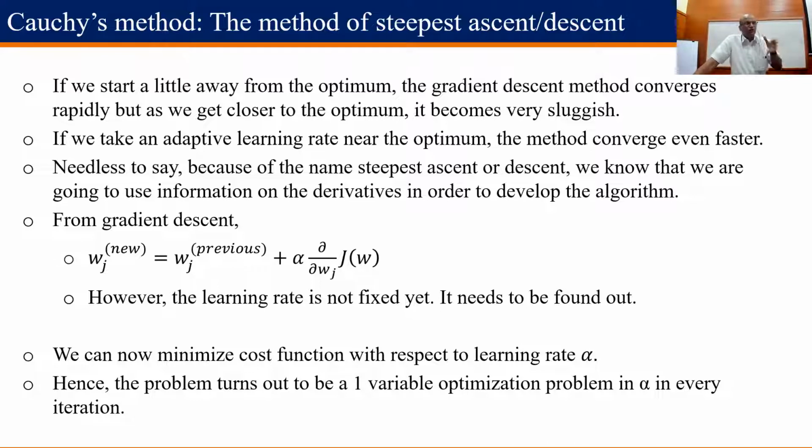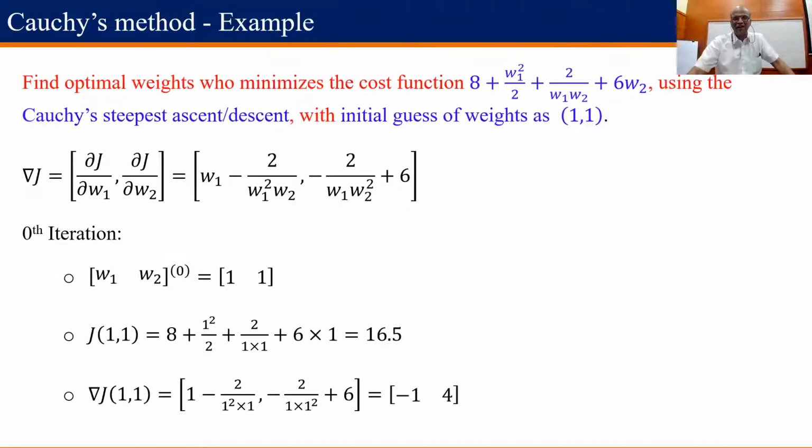So when you're doing a steepest descent, how much will you go in that direction? Basically it leads to another interesting optimization problem. At each and every iteration, we can minimize the cost function with respect to the learning rate alpha. Hence, the problem turns out to be a one variable optimization problem in alpha in every iteration. Now let's go to the same example.